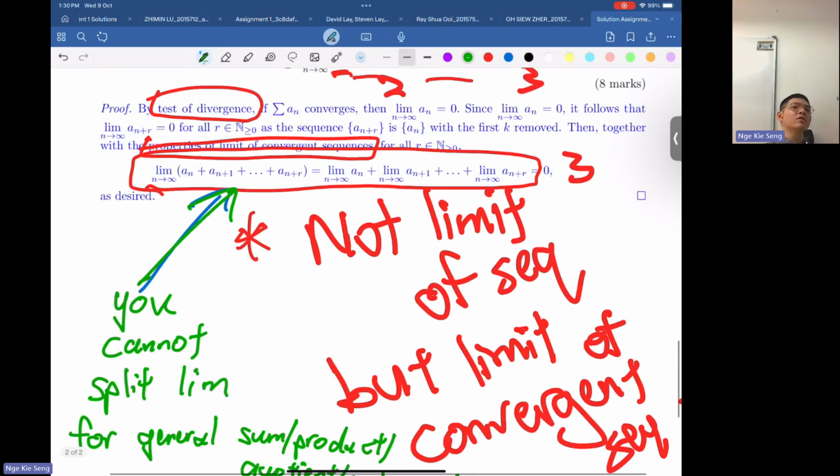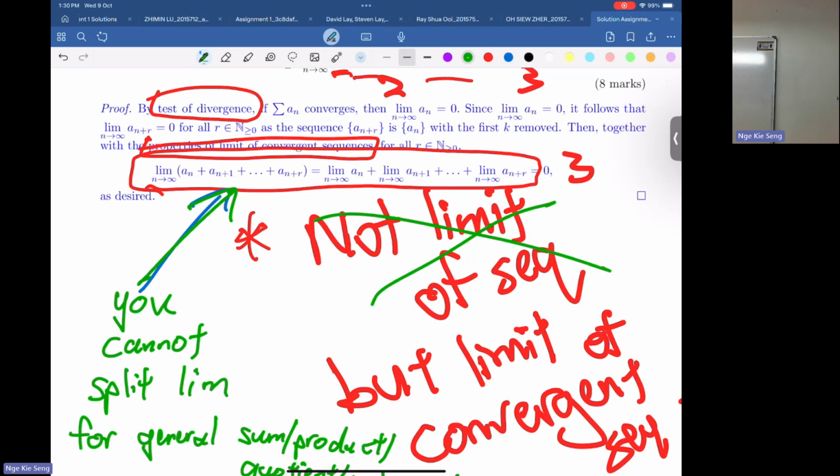It's not true for general sequences. It's only true for convergent sequences. You need to make sure every sequence inside is convergent. Then only you can split. I will take off marks if you use this, because you didn't take care of this convergence here. Convergence is really important in this case. Does it make sense?